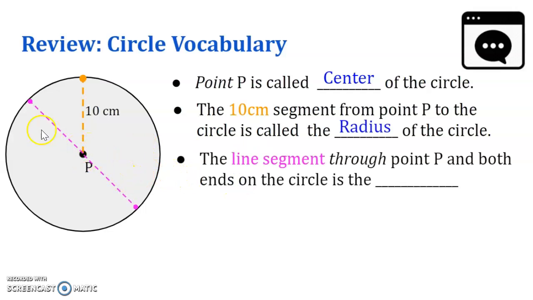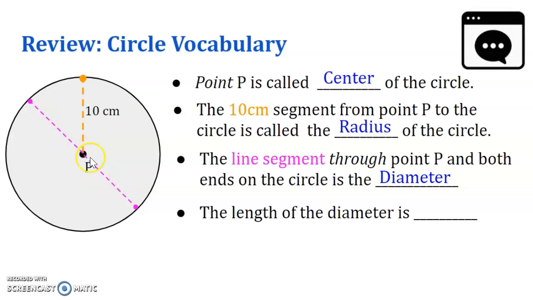The line segment through point P, the center, connecting both ends of the circle, what do we call that pink line? It's called the diameter. And if you know the radius to be 10 centimeters, what is the length of the diameter? It's always double the radius, and that's 20 centimeters.